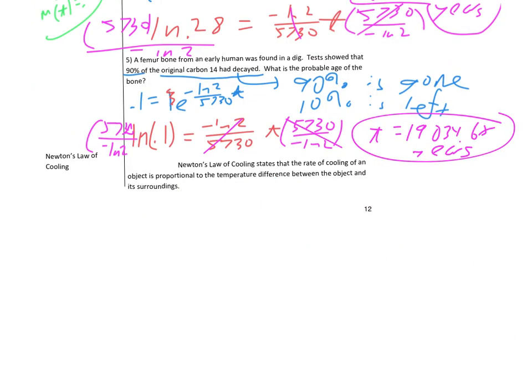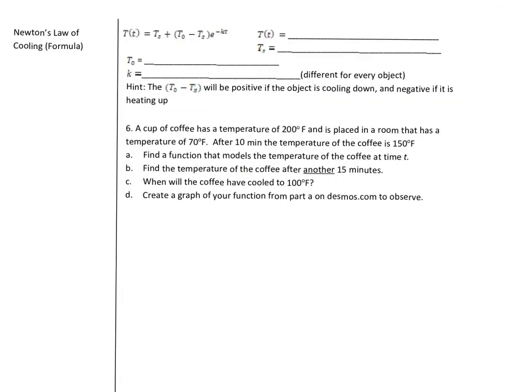All right, the last thing we're going to be going over here is called Newton's law of cooling. It's also based on an exponential function with e that we're going to see on the next page. So let's take a look at that. All right, so here's the formula for Newton's law of cooling. We have it right here.